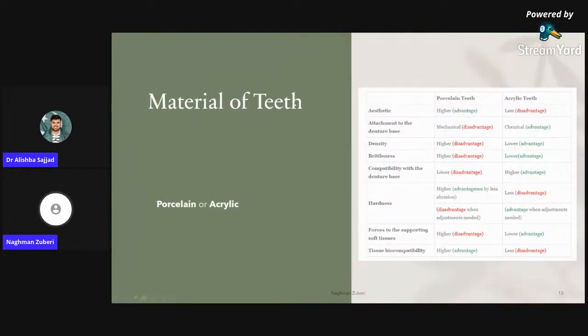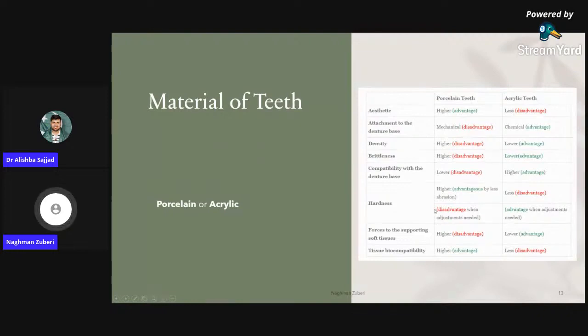Then comes the material of teeth, whether we are going to place porcelain teeth or acrylic teeth. Porcelain teeth in the posterior have a very big disadvantage, and that is a clattering sound. That is why acrylic teeth are preferred in the posterior region, whereas porcelain teeth are aesthetically very pleasing and very acceptable, so they should be used in the anterior region.